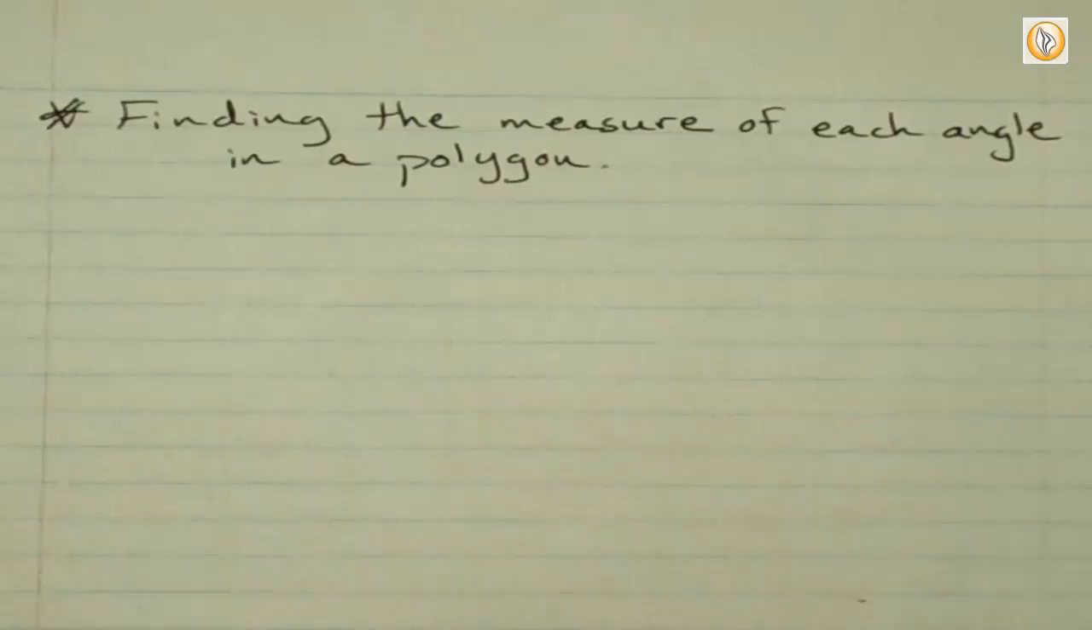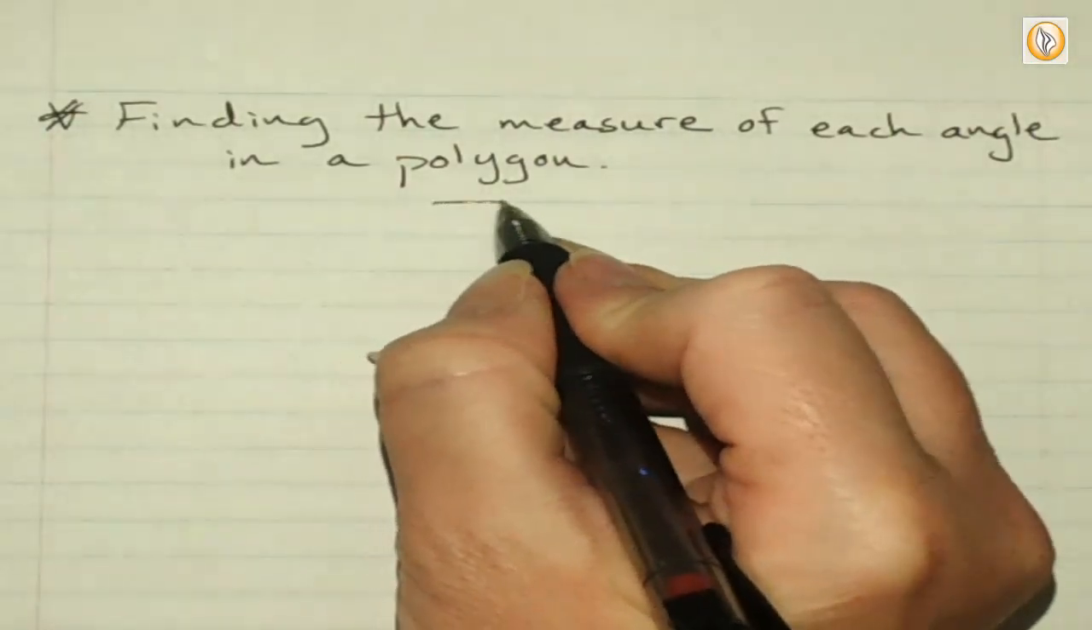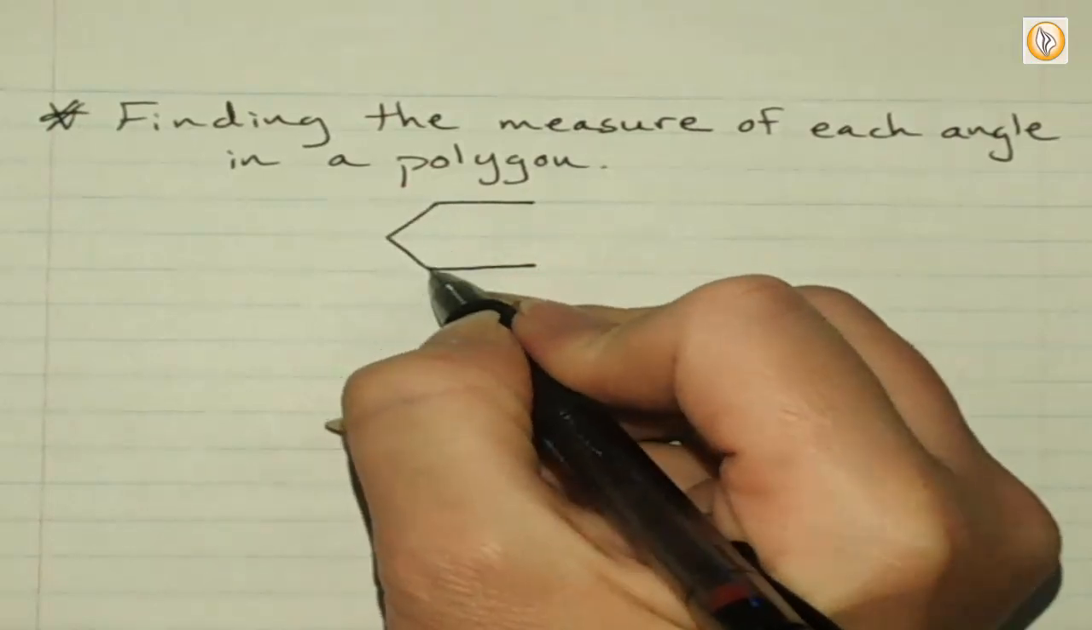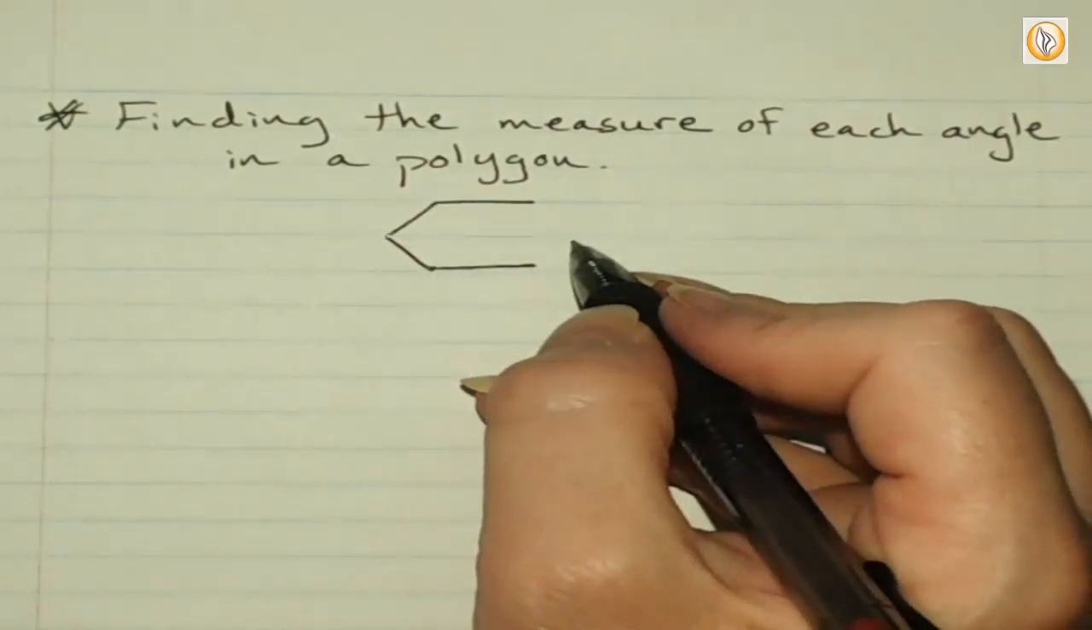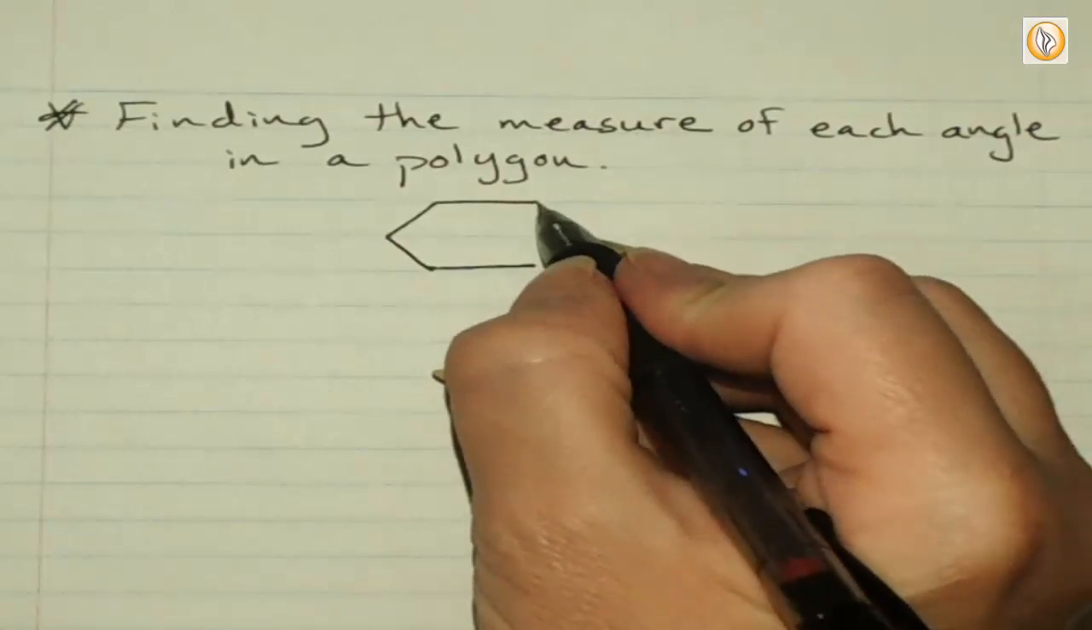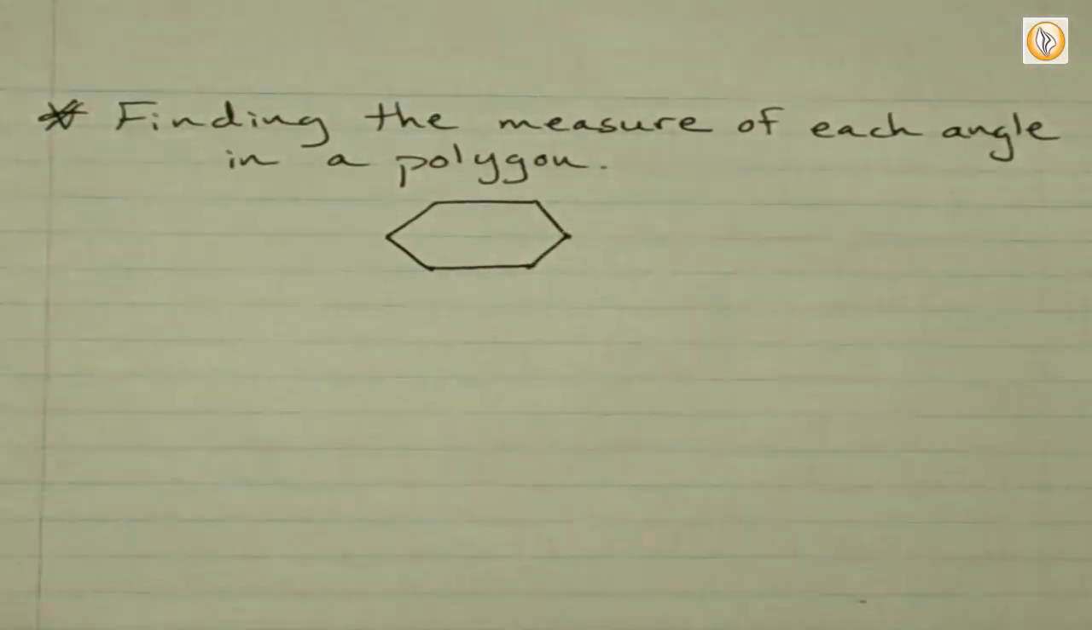Okay, we're going to find the measure of each angle in a polygon. Now, if it's just a rectangle or a square, that's pretty obvious, okay? But if it's some weird looking thing that looks like this, what the heck is that?